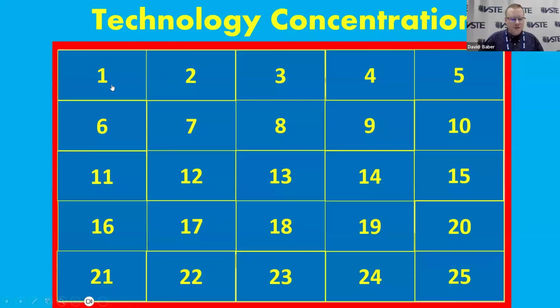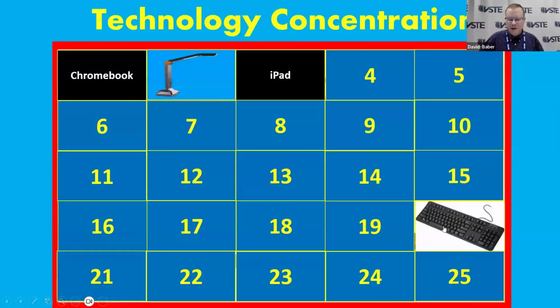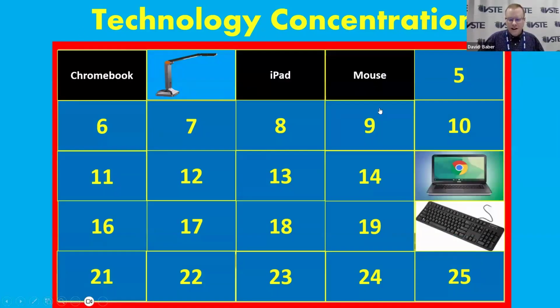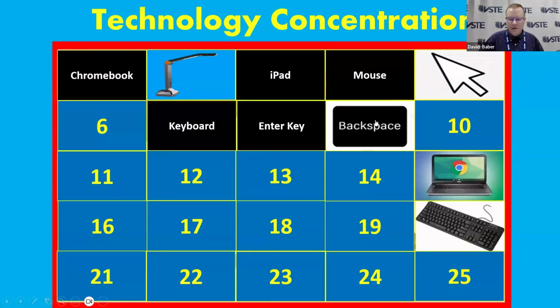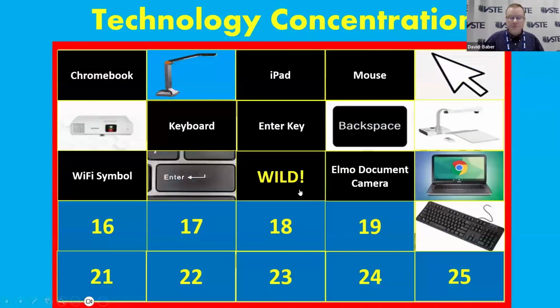So what I'm going to do is briefly show you each of them right there. Okay, there's your hover cam. There's your Chromebook. And let's see, backspace button, enter key. There's an Elmo projector, the Wi-Fi symbol, and on the board there is a wild card. If you match the wild card, it's an automatic match.